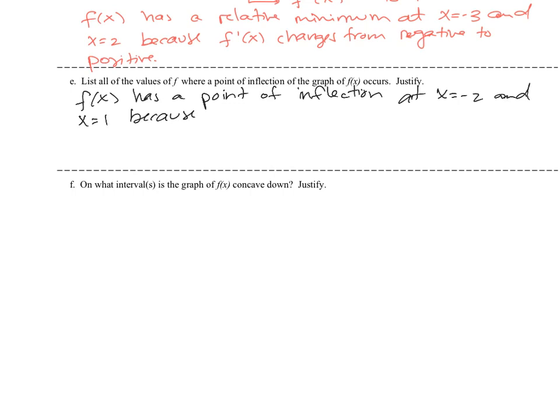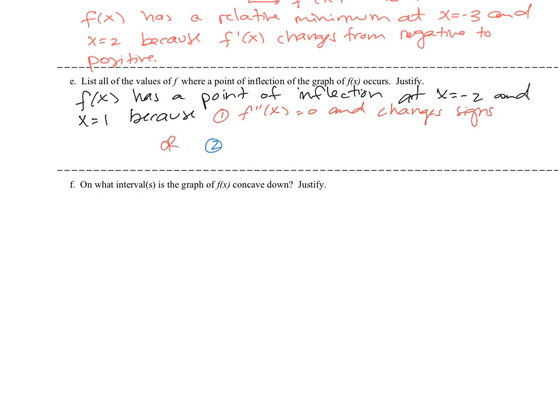And you can do one of two reasons. You can either say, because f double prime of x equals 0 and changes signs. If f double prime of x does not change signs, that means that your f graph went from, let's say, concave up to still concave up. There would be no point of inflection. So your second derivative has to change signs in order to be changing concavities to have that point of inflection, okay?